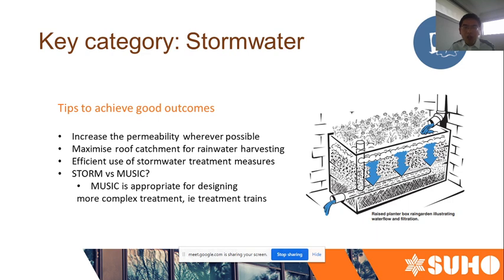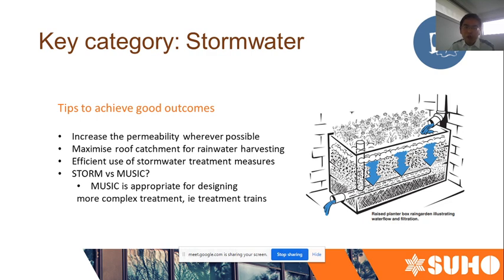So, tips to achieve good outcome. The first thing is increase the permeability when possible. After that, the treatment will be very important. And the most important thing is maximize the roof catchment for rainwater harvesting. If we can have as much rainwater reused, then the design issues we're facing later will be minimized.